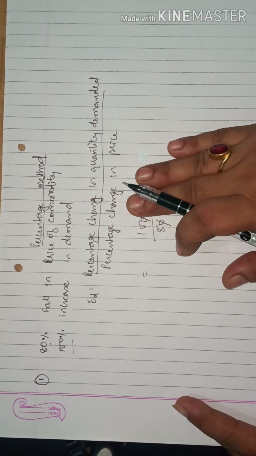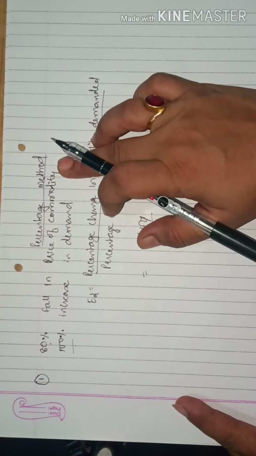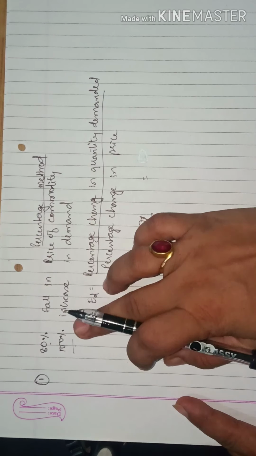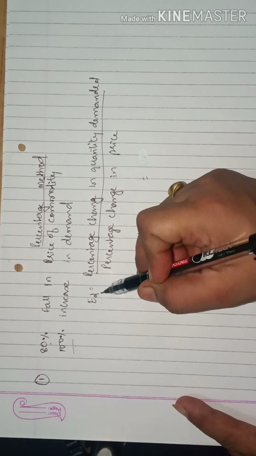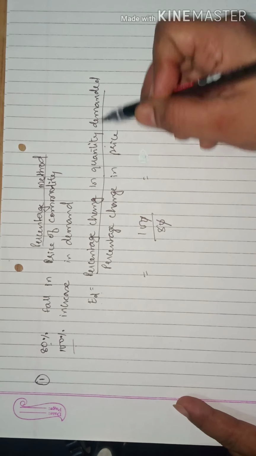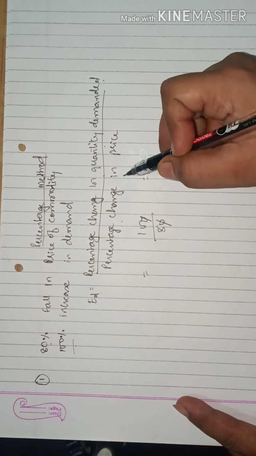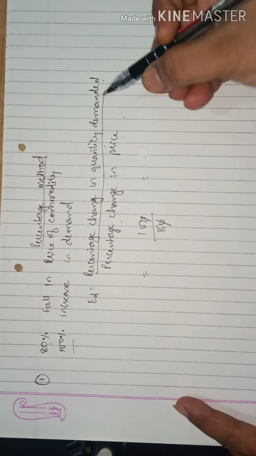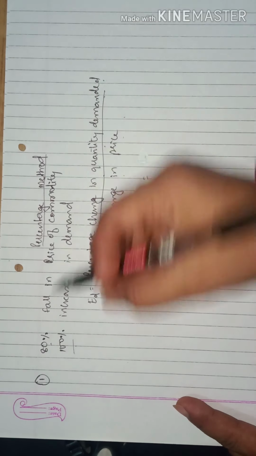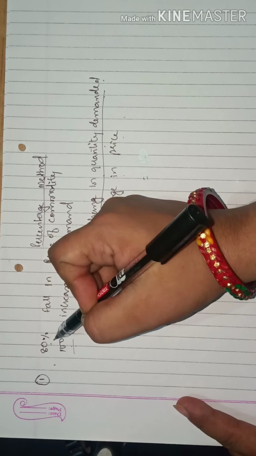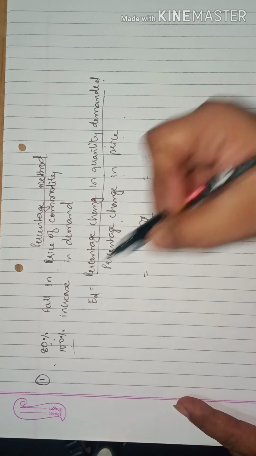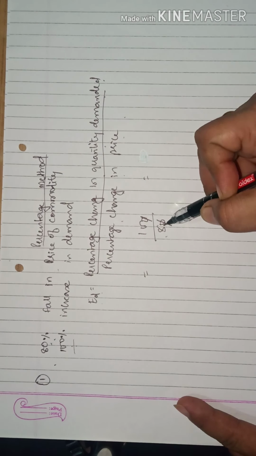What is the first sum? An 80% fall in the price of a commodity leads to a 100% increase in demand. Now what is the formula which I have given you for elasticity of demand? It is percentage change in quantity demanded upon percentage change in price. So what is the percentage change in quantity demanded? That is 100. What is the percentage change in price? That is 80. So that is 100 upon 80.